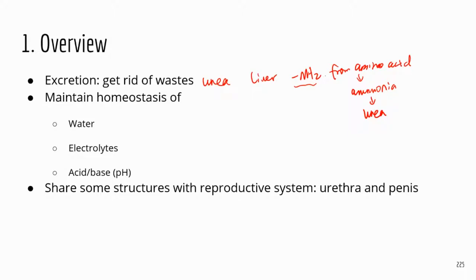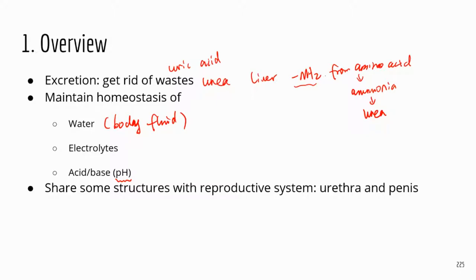Now, there are also some other metabolic wastes, for example, uric acid, which is a waste from our body metabolizing nucleic acid. All right, now besides excretion, the urinary system, and really it's the kidneys, will also maintain homeostasis. The kidneys will keep balance of a few things, for example, water, or body fluid, electrolytes, which are commonly known as salts, and also acid and base, which is basically a balance of pH. Now, you don't need to memorize all those things, but there are a couple of things that the ATI mentions in the study manual, so we'll talk about those in detail.